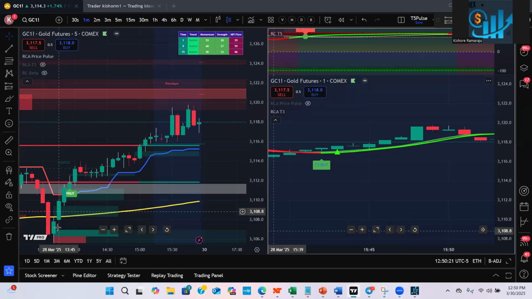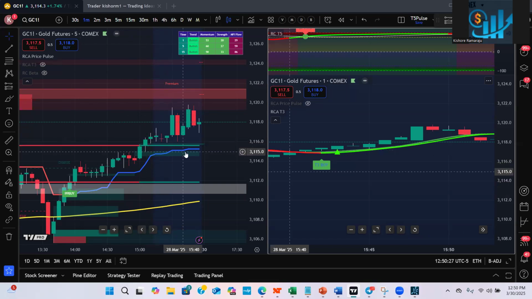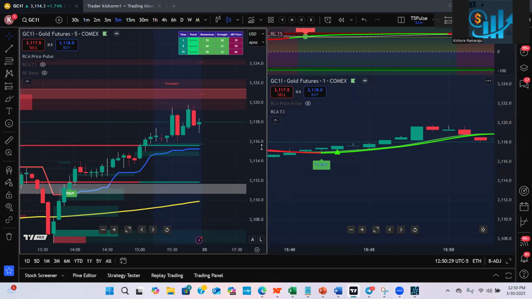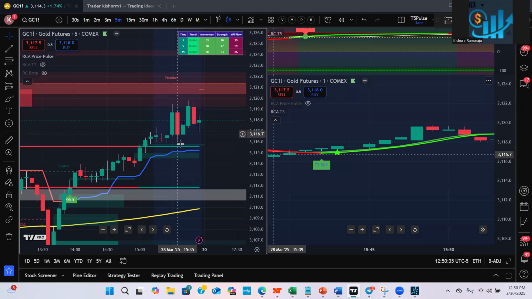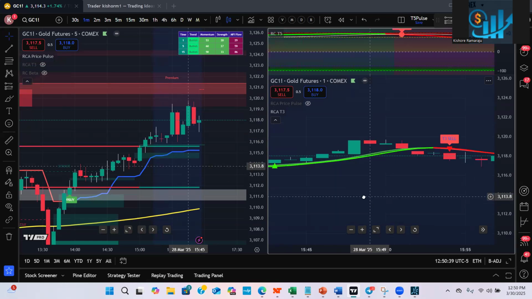Whenever price went up, then small pullback, went up, pullback, went up, pullback. This is like a 4, 5 point drop. This is like a 5, 6 point drop. In 5 minutes, your drop can be big. So that's why you are looking at the smaller time frame and taking that.